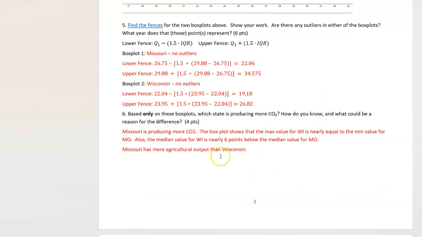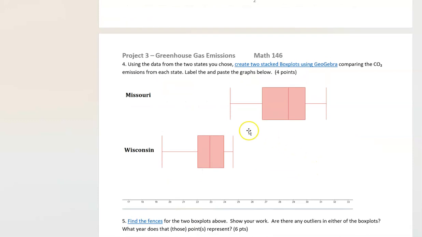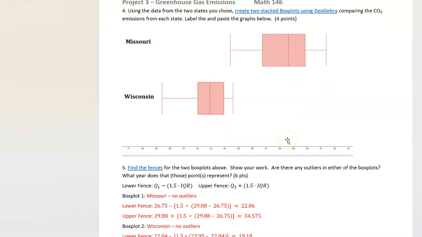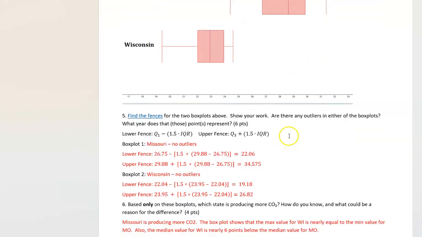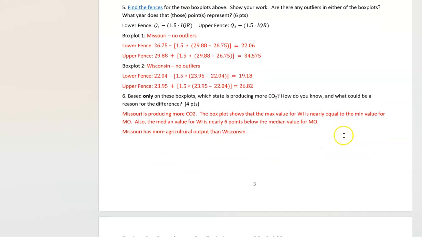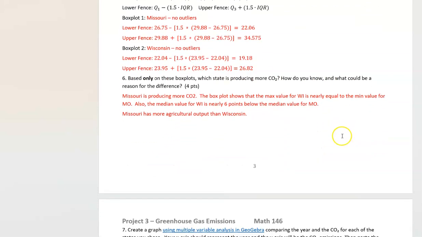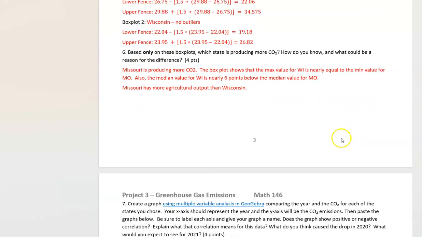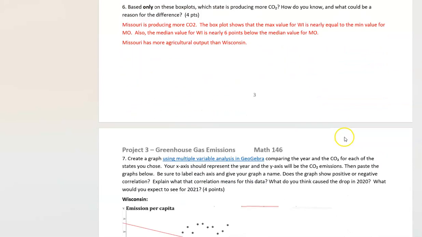Then based only on these box plots, which state is producing more CO2? You can see mine was pretty obvious. Yours might be closer than that, but you want to say which one state is creating more, and then think of what could be a reason for that. You might have to look up online what is happening in these states, what's their main industry or something like that, to see what maybe could be causing that.